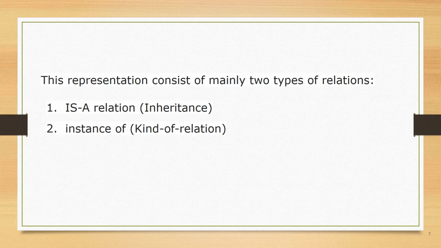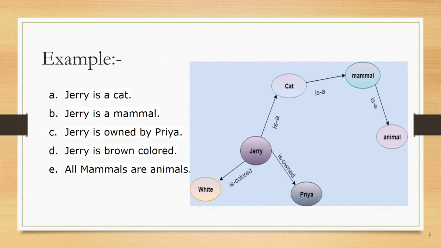This representation consists of mainly two types of relation. Is-a relation, which is used in case of inheritance, that is when you want to show some kind of hierarchy. Next is instance-of, that is when you want to show what kind of relationship there is between the objects.